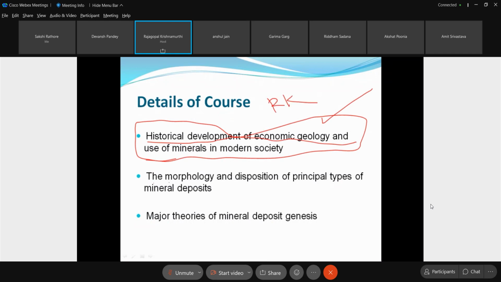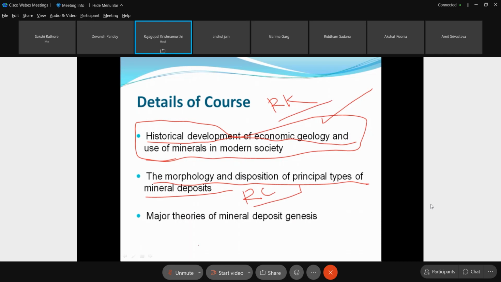Next, the morphology and disposition of principal types of mineral deposits. When you go to the field, when you go to your mine, what is the morphology? How do they look? And what are the different patterns? For example, iron deposits have a different pattern. Lead and zinc have a different pattern. Manganese, oxides, they have different patterns. Gold deposits have a different pattern of occurrence. This particular part will be taught by Rajarishi Chakrabarti, RC. So economic geology, RC and RK.